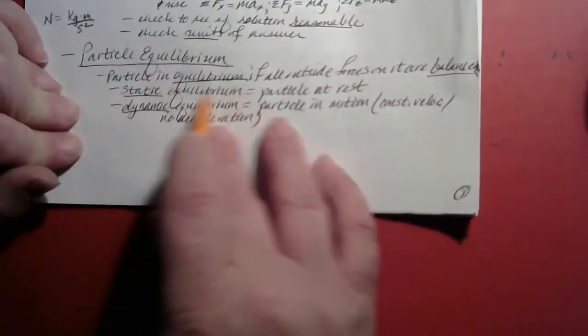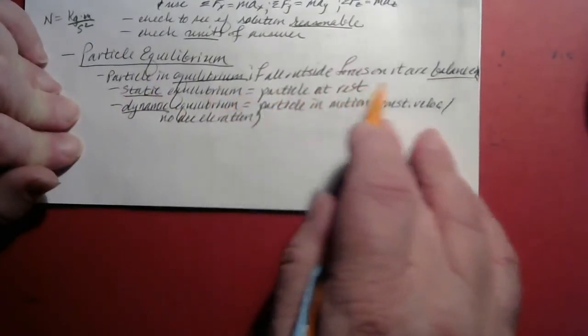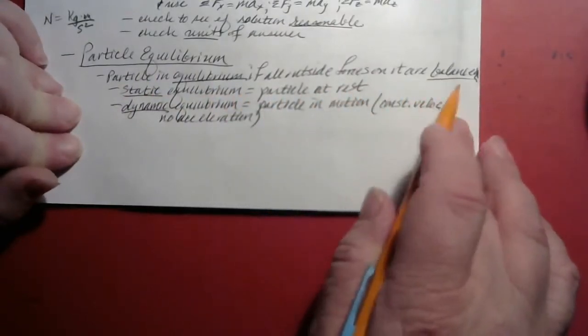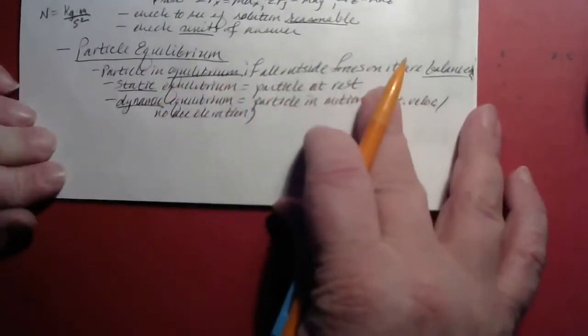A particle is in equilibrium if all of the outside forces on it are balanced. And if you remember, what we've been saying all along is that balanced forces mean no net force, and no net force means no acceleration. So that's what we really mean here. A particle in equilibrium is one that has no acceleration.